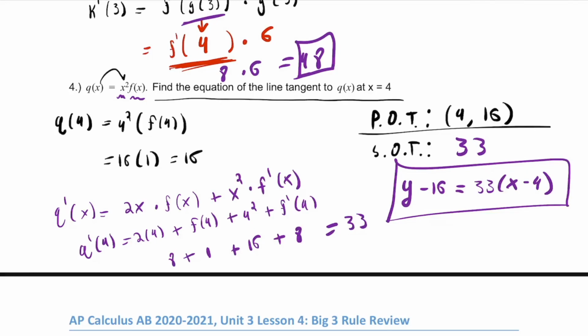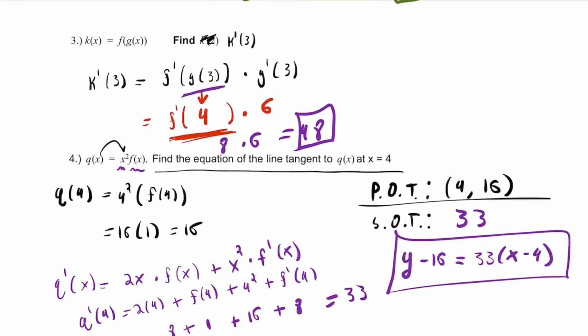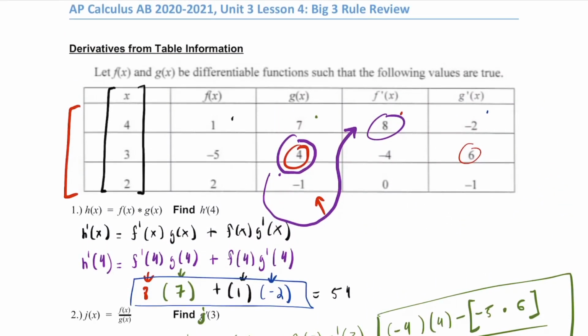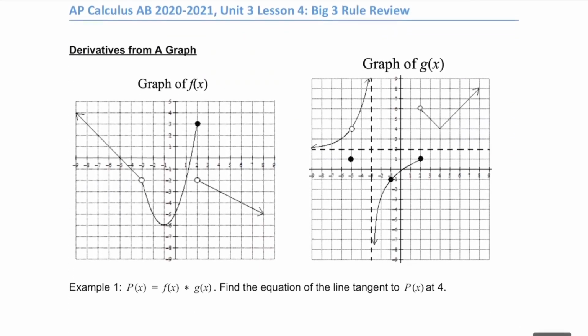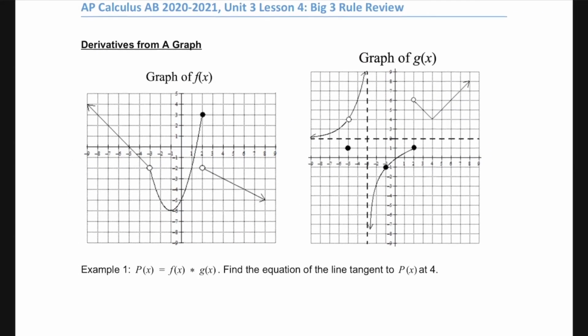Woo! Okay, so the idea here, you start to just write out what your rule tells you, and then when you get stuck, you look at your table of values to find that information. We can take that one step further. Instead of being given a table, let's pretend we are given graphs.